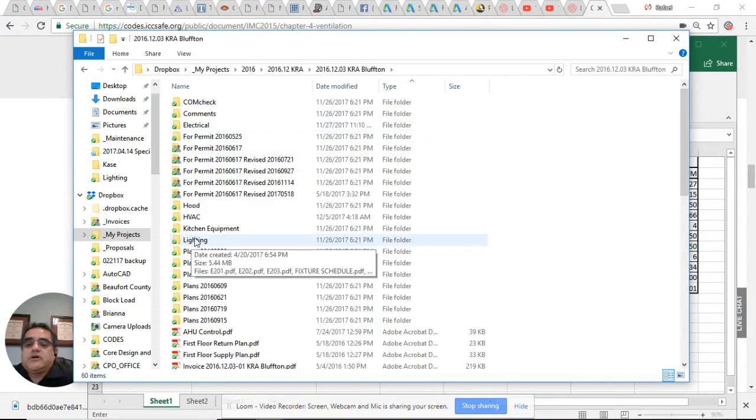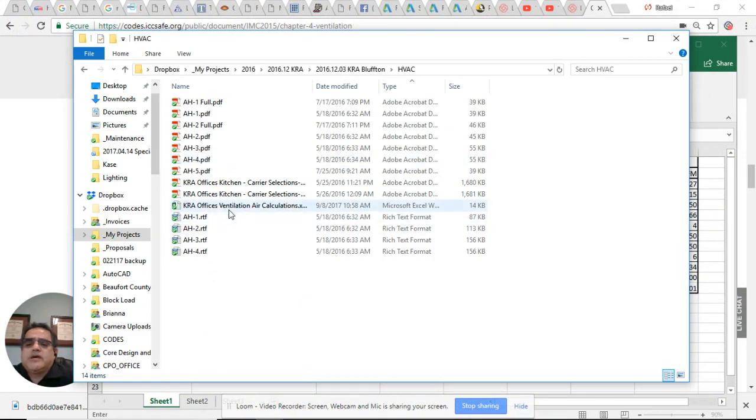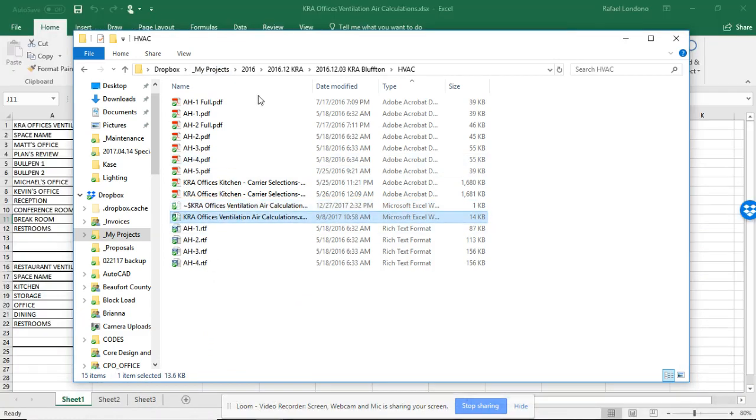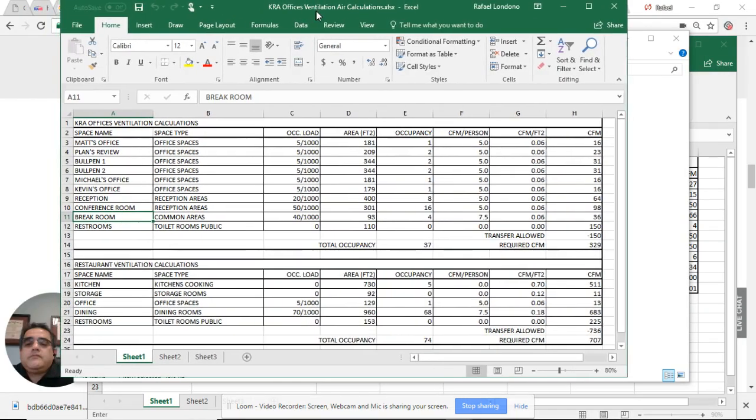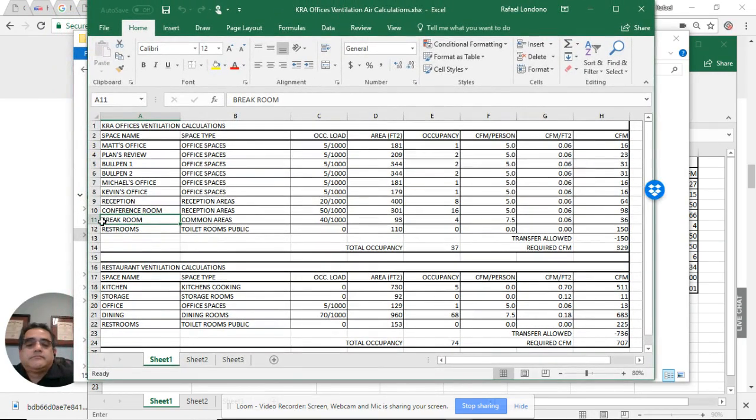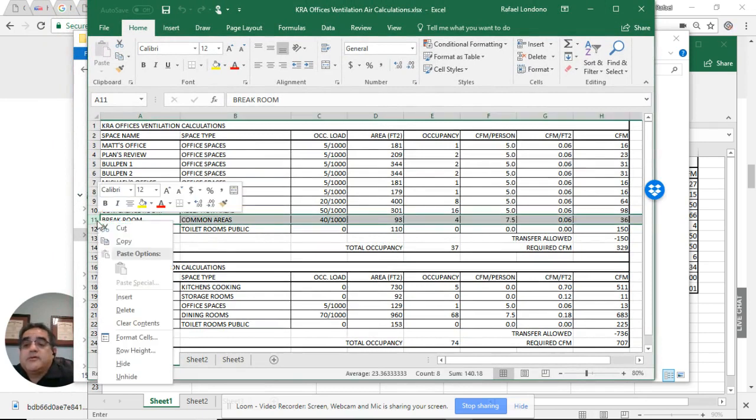KRA Bluffton. So I'll go to the HVAC and I'm going to open the KRA offices ventilation air calculations because I don't always remember. I remember what the project is, but I can't always remember what I called the break room. So the break room right here, I called it common areas. So what I'm going to do is copy this entire row from another project, from another spreadsheet.